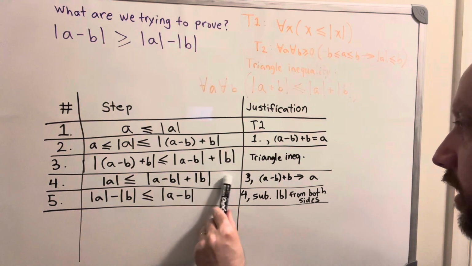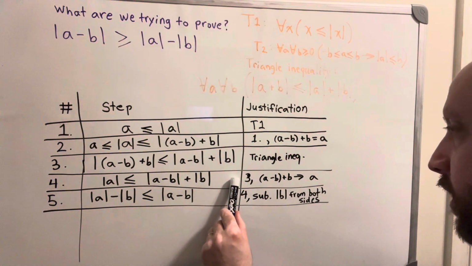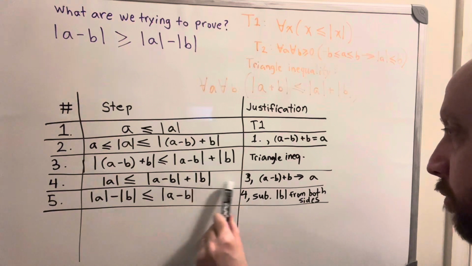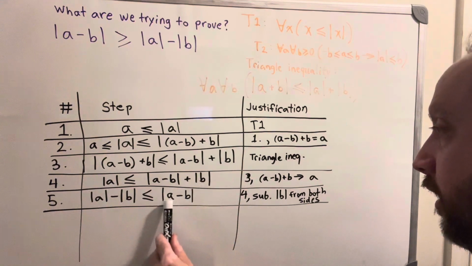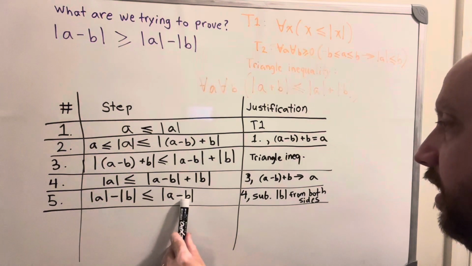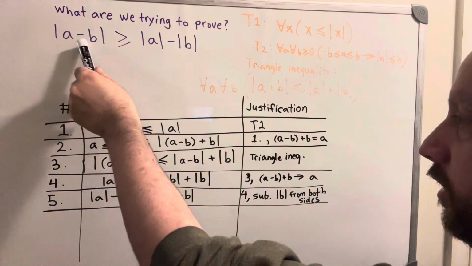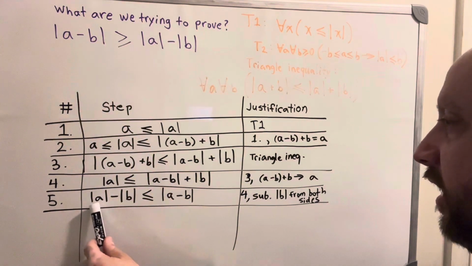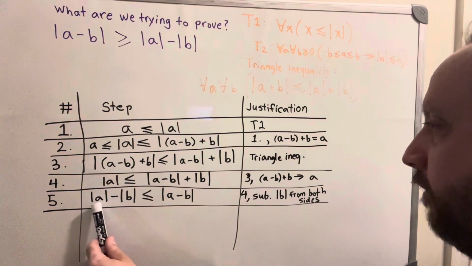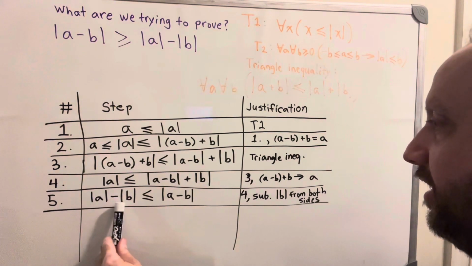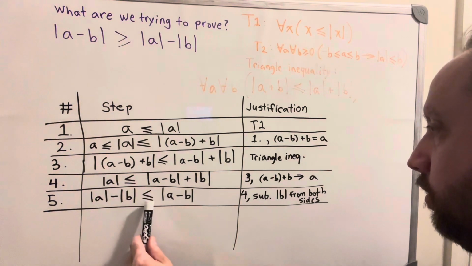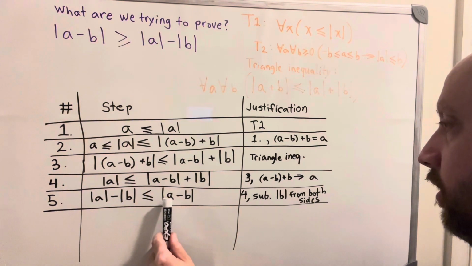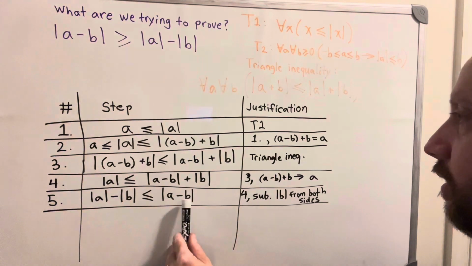Now if we subtract the absolute value of B here, the absolute values of B go away and we have the absolute value of A minus B. And this is what we wanted to prove. So we've proven that the absolute value of A minus the absolute value of B is less than or equal to the absolute value of A minus B.